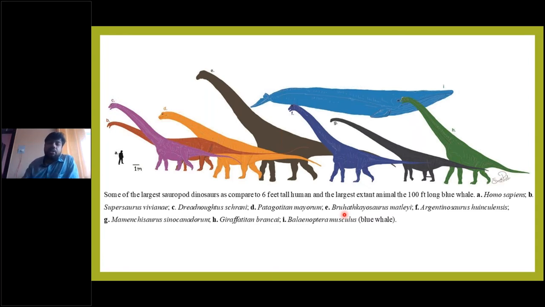But if we take those dimensions of the tibia bone and, based on the proportions of other titanosaurs, reconstruct this dinosaur, it could be the largest dinosaur, even surpassing the Patagotitan and the Argentinosaurus. Even the Patagotitan and Argentinosaurus were longer than the blue whale, the largest living animal.